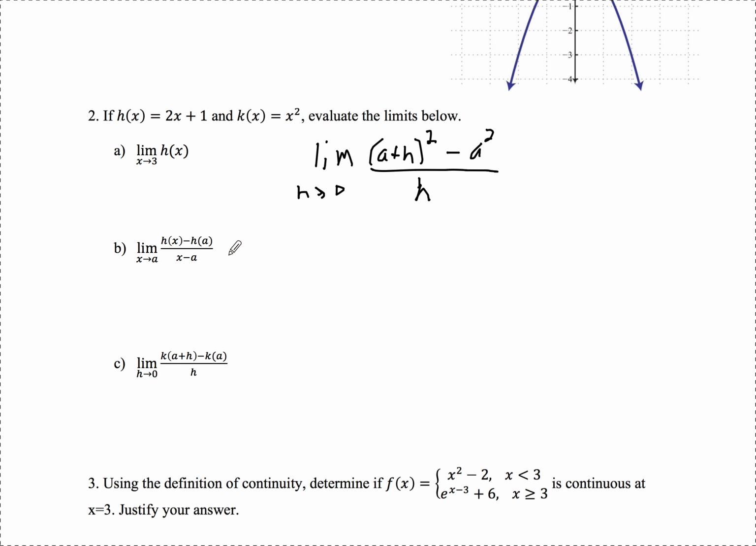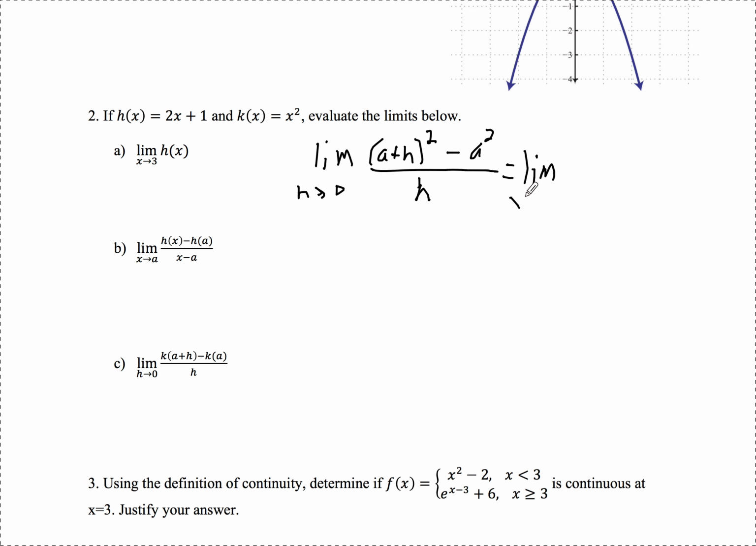I didn't take the time to do it last time, but we should have pointed out for b there that if I just substituted in a for all the x's, I'd end up with 0. So h of a minus h of a, 0 over a minus a, 0. 0 over 0. So we had to go through those steps last time. Similarly here, if h is going to 0, I end up with a squared minus a squared over 0. So we get 0 over 0. So we have to do some creative factoring and stuff here.